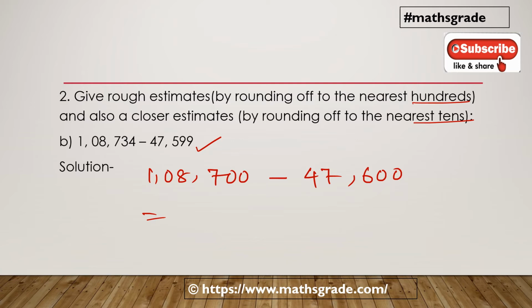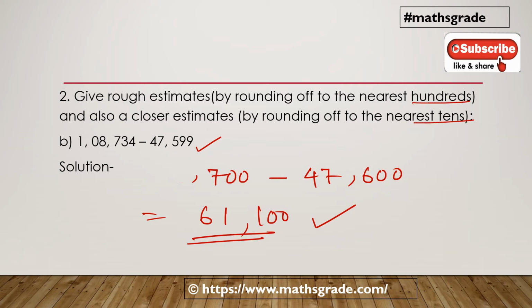And 700 minus 600 is 100. And 8 minus 7 is 1. 10 minus 4 is 6. That is 61,100. This is the answer of estimating the difference by rounding off to the nearest 100.